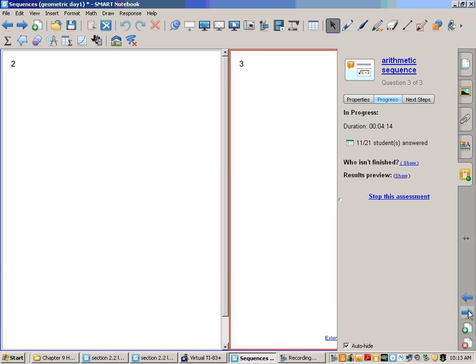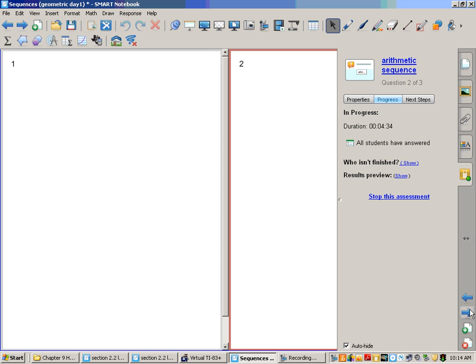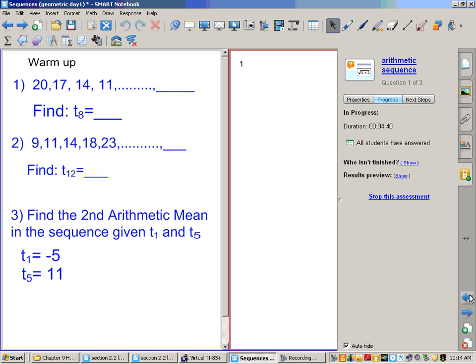Hold on. Only 9 of you answered this question right here. 13 of us answered this last question. How do I get this in? You should already have it written down. It's negative 5 and 11. I'm going to hit stop anyway. This question, all students answered that one, but there's still 3 of you that are going to be mad. Okay, here we go.